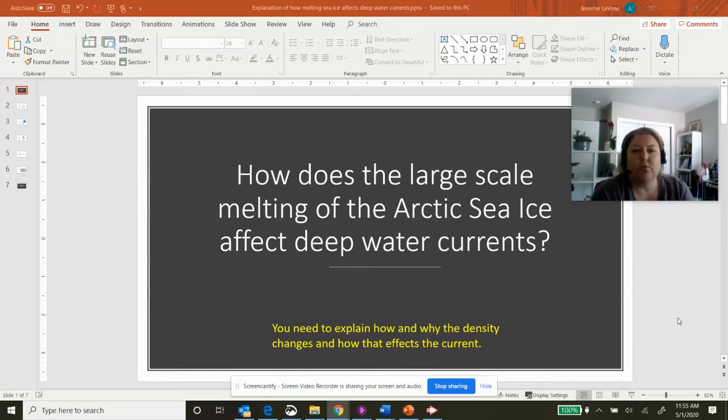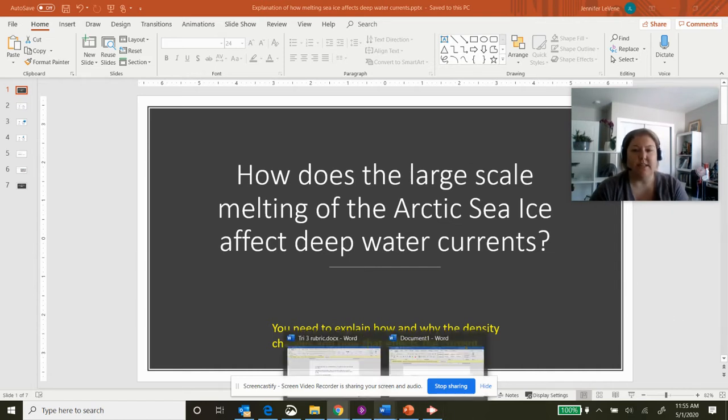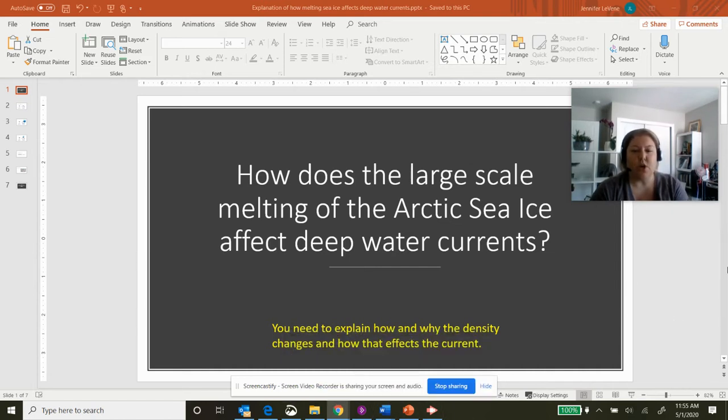I wanted to go over a question on the test, and I felt it was easier to show you rather than try to write it out. So we're going to go over the question about how the large-scale melting of Arctic sea ice affects deep water currents. This is on the Unit 2 test. I think it's the very last question. So let's go over exactly what happens.